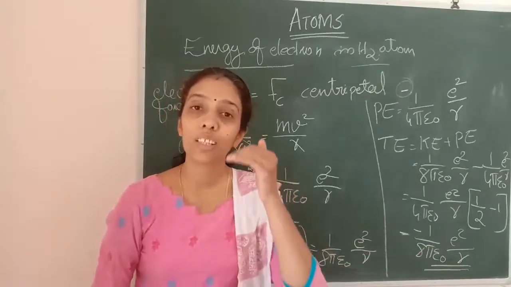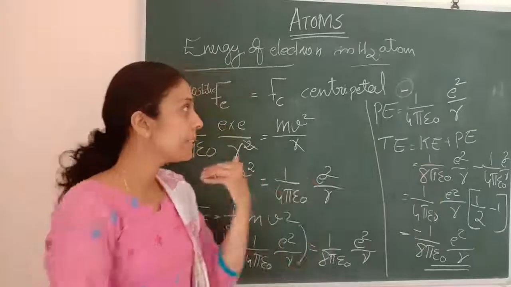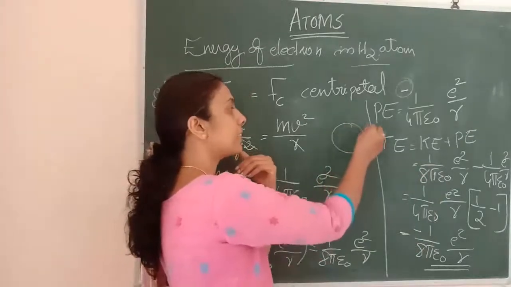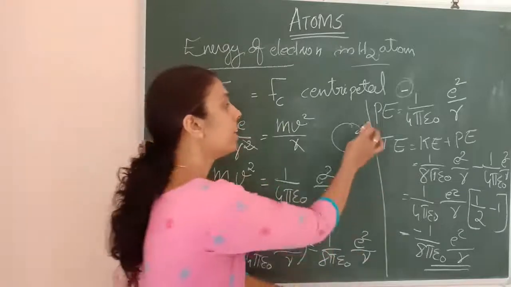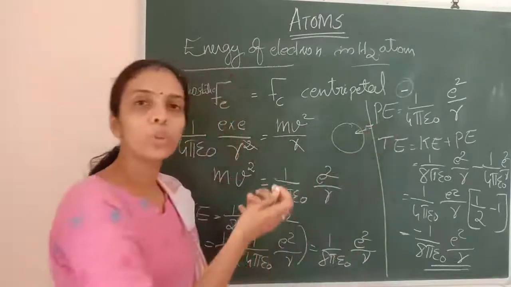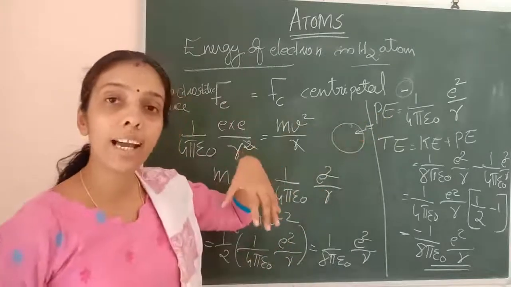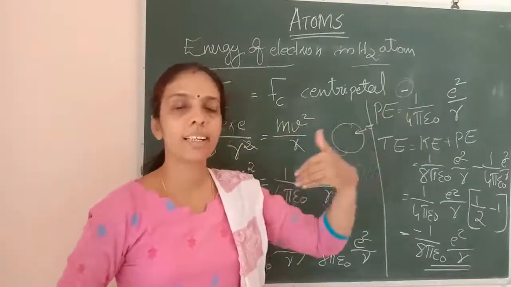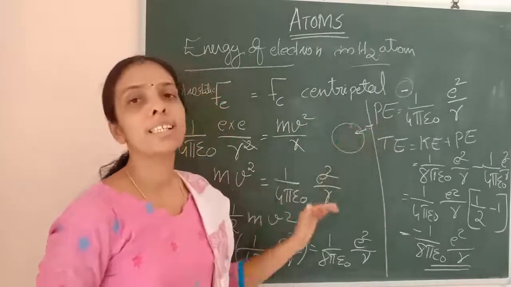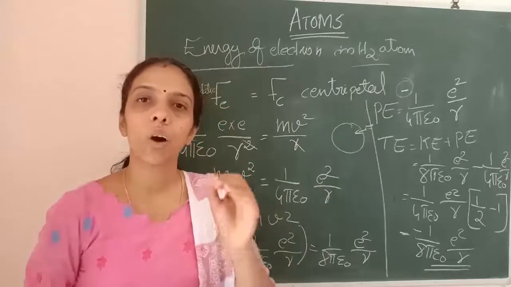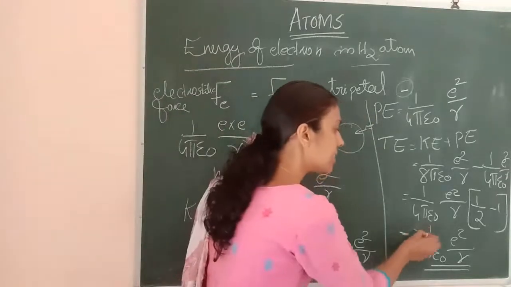What is the meaning of this negative sign? It is in the negative direction. That means it is acting towards the center. The electron is always bound to the nucleus. Therefore, the total energy is acting in which direction? The negative sign shows that it is in the negative direction, that is, towards the center. So the electron is always bound to the nucleus. That is the meaning of this negative sign.